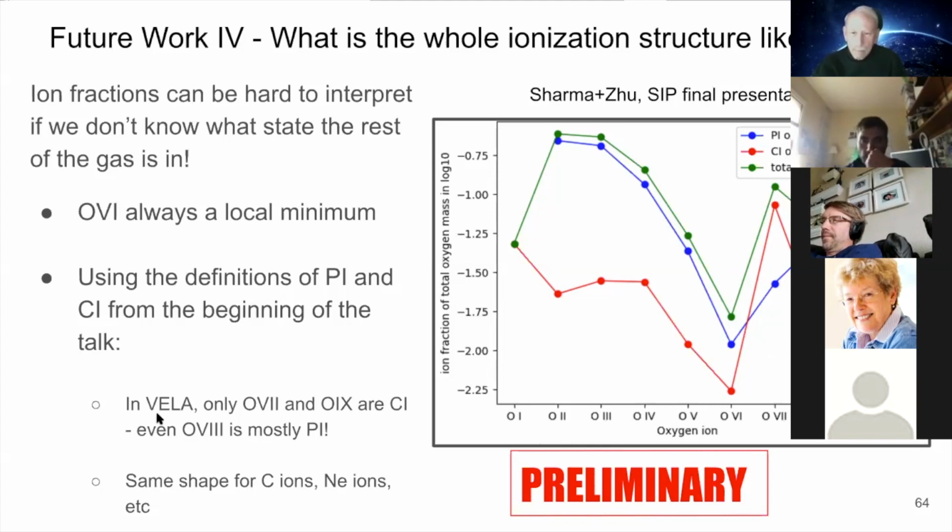And this same shape is actually true for carbon and neon. So with lithium-like, helium-like, hydrogen-like, neon 8, 9, 10, 11 have the same structure here. And so we think this is really interesting. And we think this is why Sandy asked at the beginning, is oxygen 6 really nice?